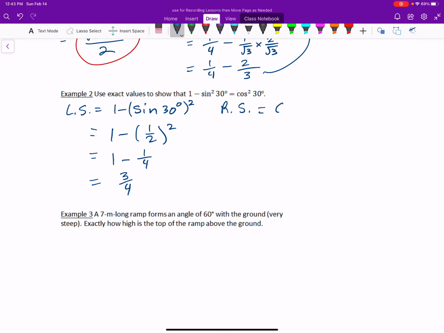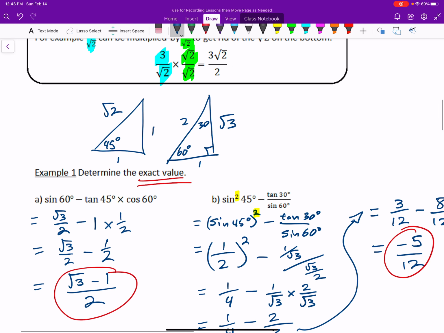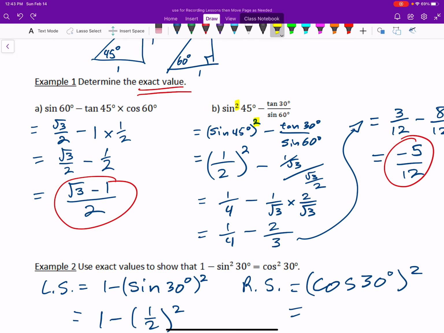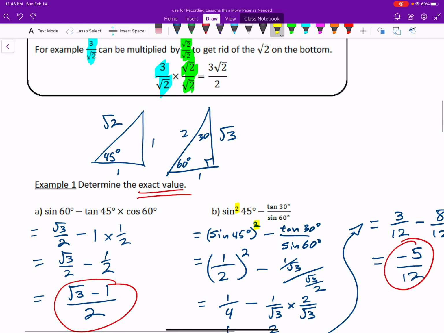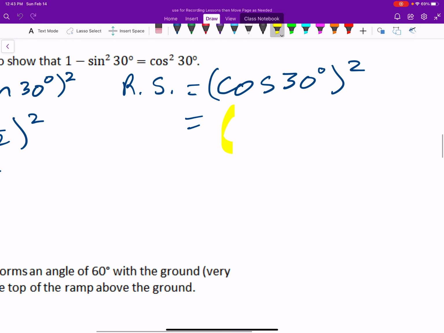So cos squared 30 is the same as cos 30 all squared. So again, if this is 30, cos would be the adjacent, root 3, over the hypotenuse, which is 2. So it'd be root 3 over 2 all squared.